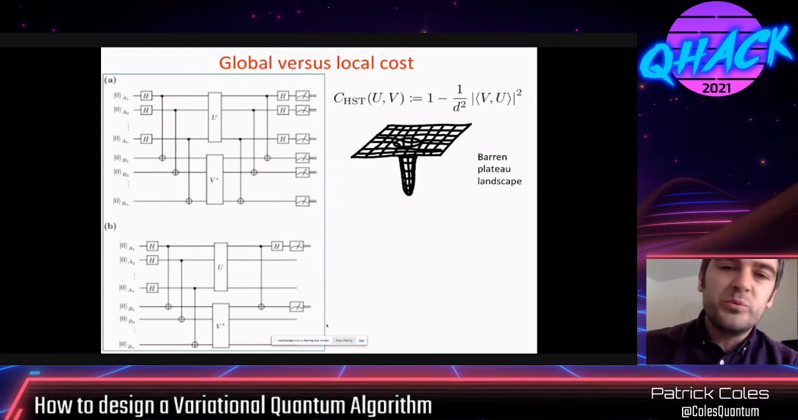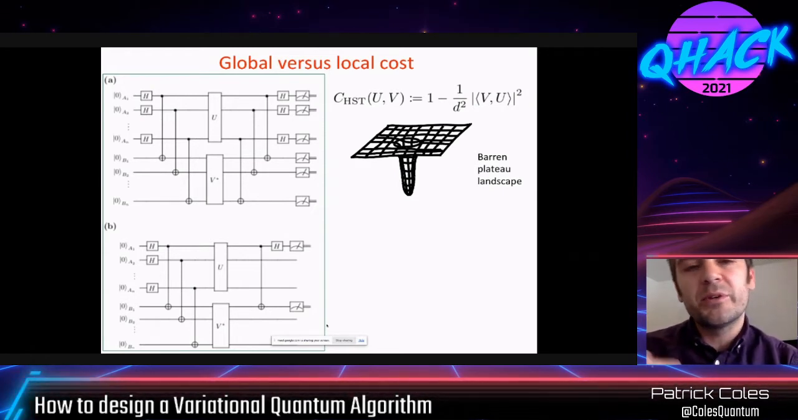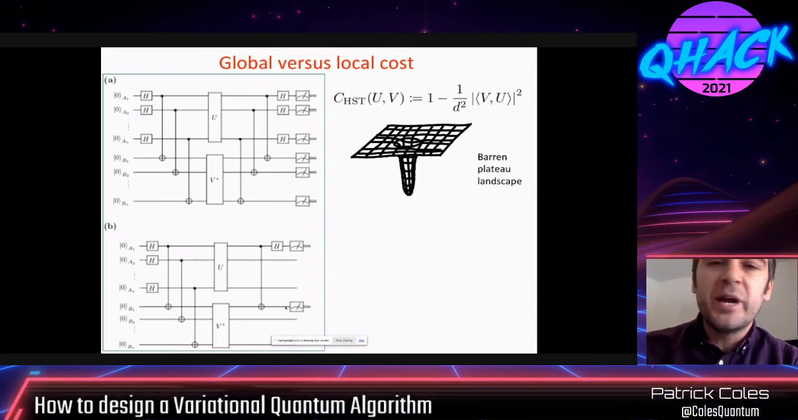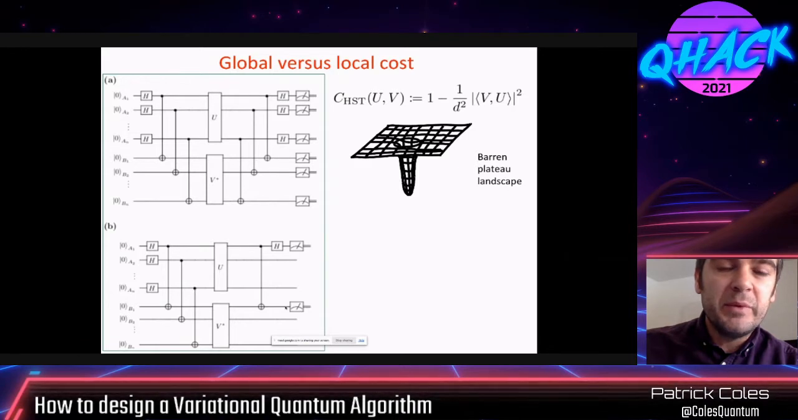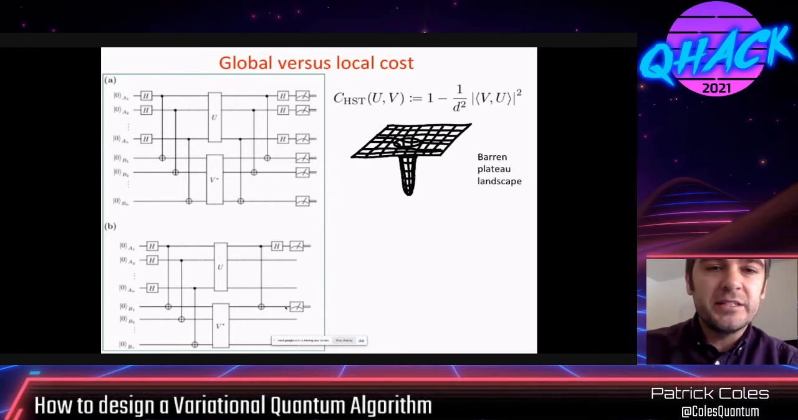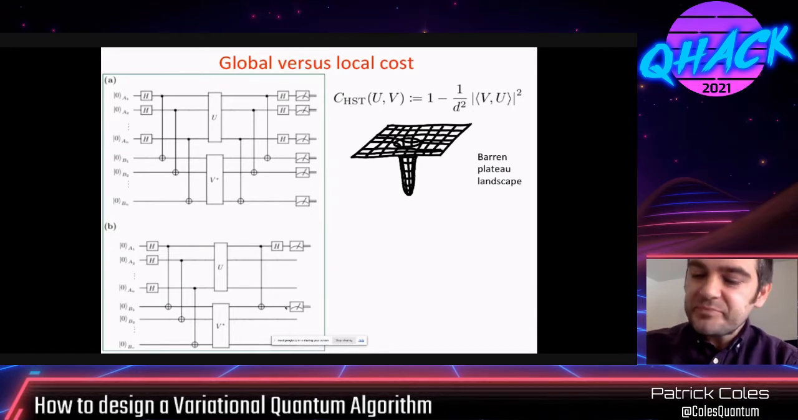It's actually a probabilistic statement. With very high probability, if you randomly initialize to this landscape, chances are you'll end up with a very small gradient. But in any case, with this kind of cost function, we found that it basically becomes untrainable as you scale up the problem size due to this barren plateau phenomenon.